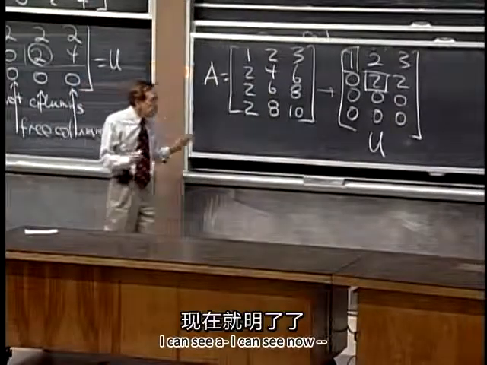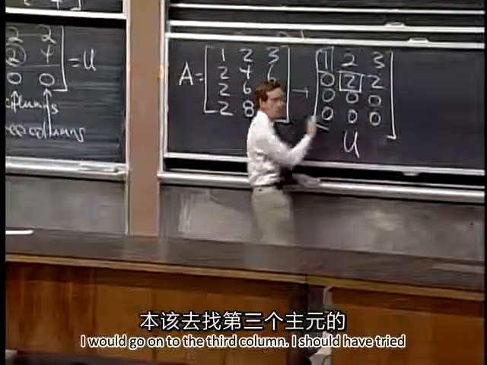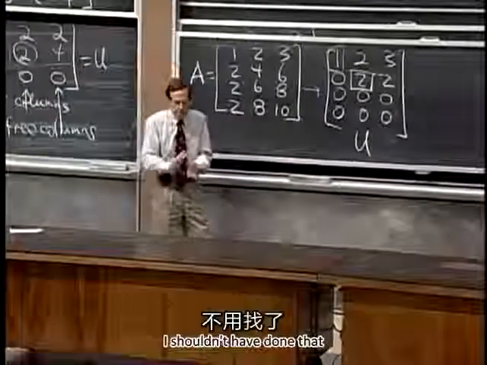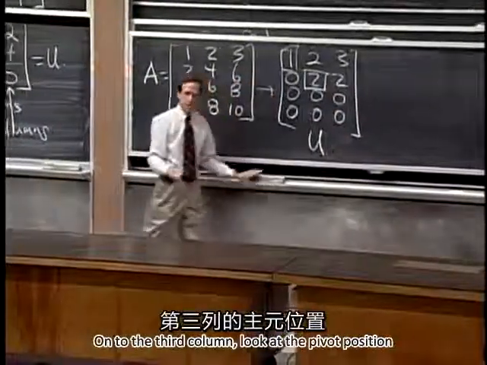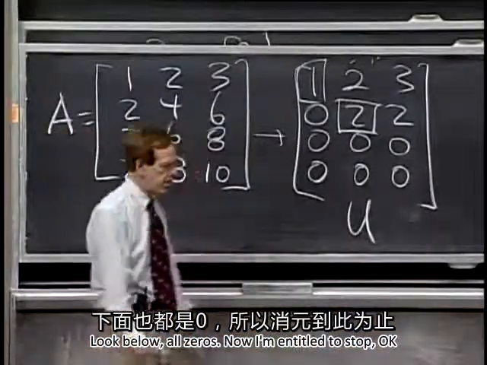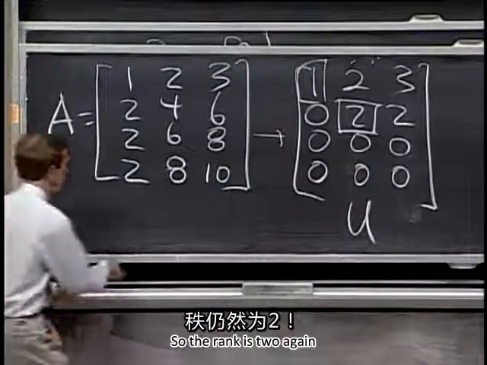I can see now. I have to stop, right? I would go on to the third column. I should have tried. I quit, but without trying. I shouldn't have done that. On to the third column. Look at the pivot position. It's got a 0 in it. Look below, all zeros. Now I'm entitled to stop. Okay. So the rank is 2 again.